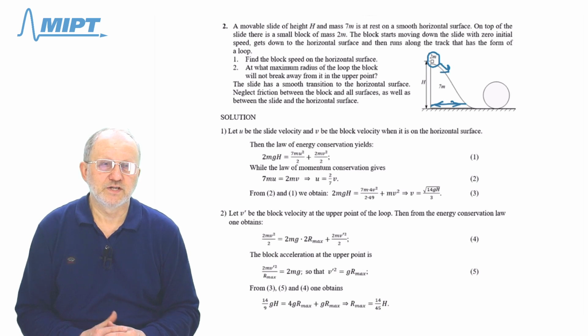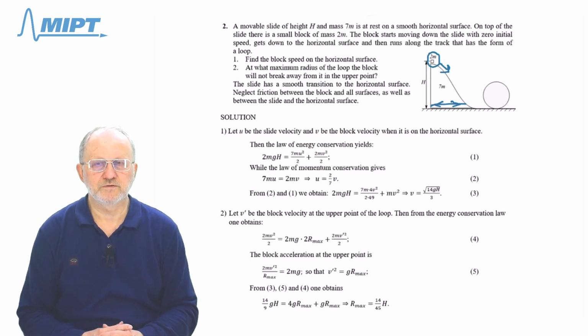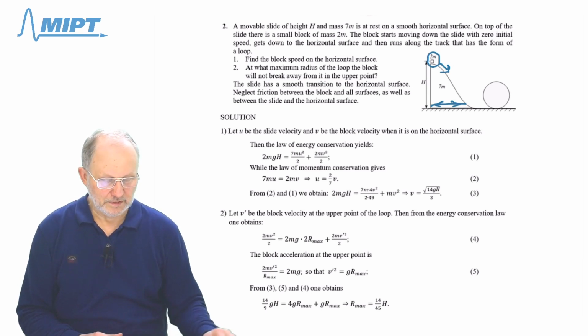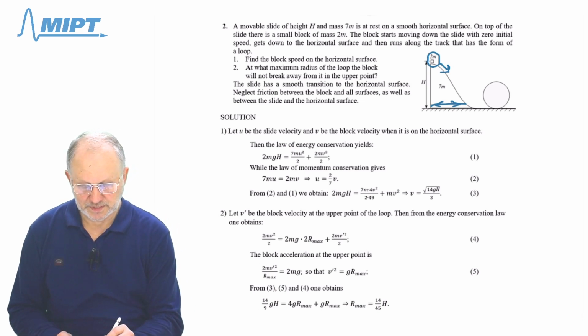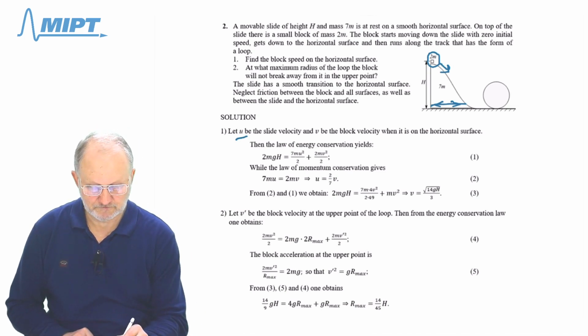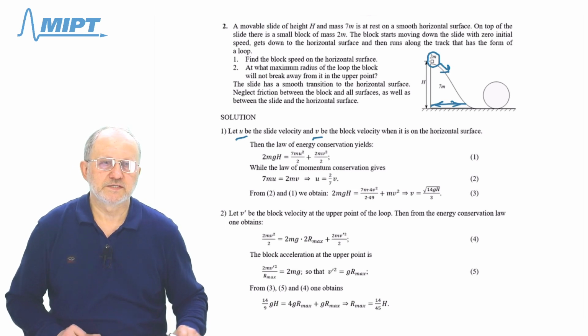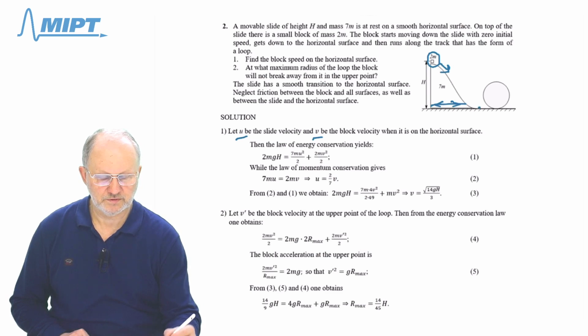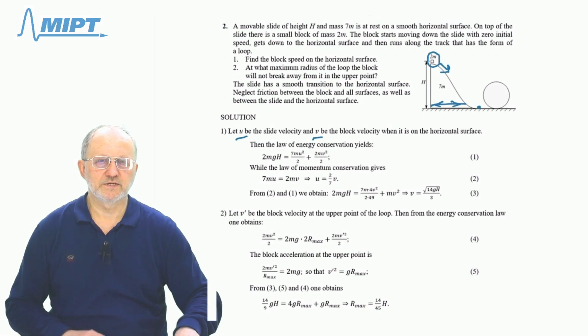So, as no external forces act on this system of two bodies, and as there are no forces of friction, no dissipative forces, we can use the law of conservation of energy and the law of conservation of momentum. So let u be the slide velocity and v be the block velocity when it is on the horizontal surface. So when the block slides down to this point, we designate its velocity as v.